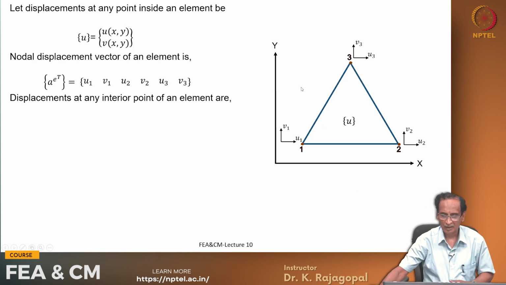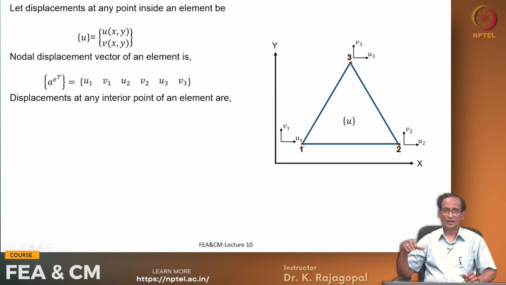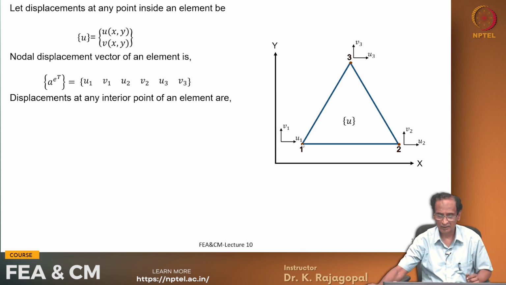Let us say we have this x and y Cartesian coordinate system, and let us define one triangular element like this with the nodes 1, 2 and 3 defined like this, and we define these node numbers at the element level in the anti-clockwise direction. That I will explain a bit later.